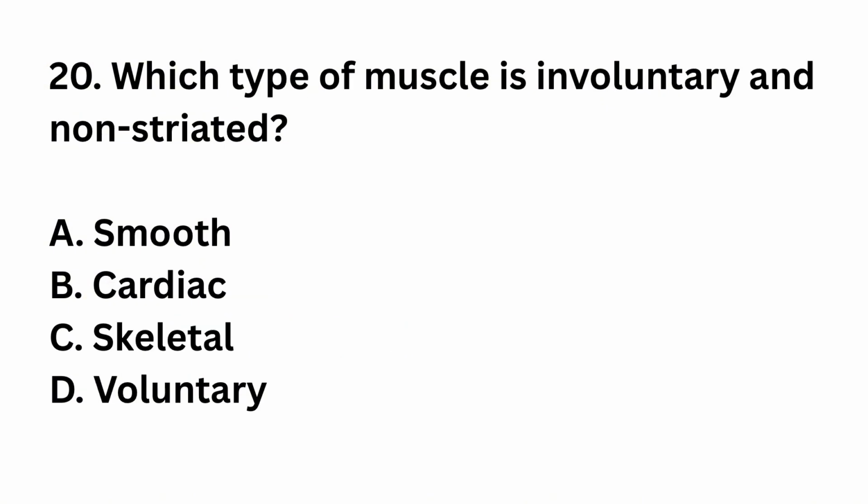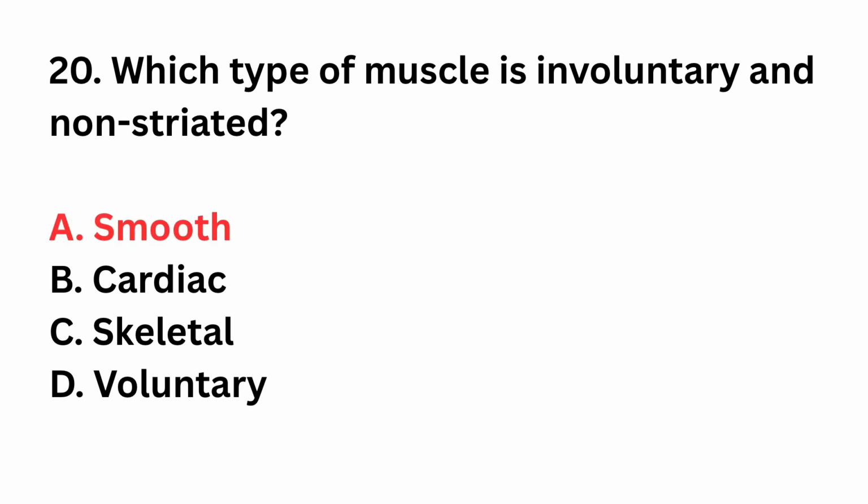Question number 20. Which type of muscle is involuntary and non-striated? Smooth, cardiac, skeletal, voluntary. The right answer is option A, smooth. Smooth muscles control internal organs.